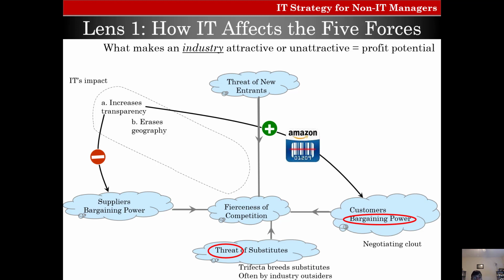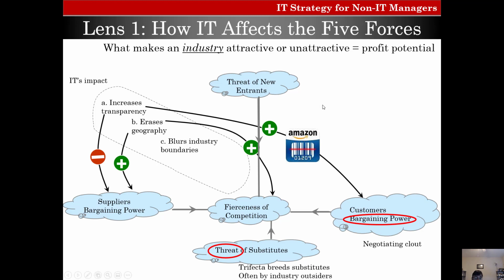Erasing geography. If you are in Florence, South Carolina, you're not stuck with Walmart or a 60-mile radius. You can shop on the internet and buy something from China. That increases your bargaining power against suppliers, and of course it increases the fierceness of competition because there are more firms competing in the landscape.